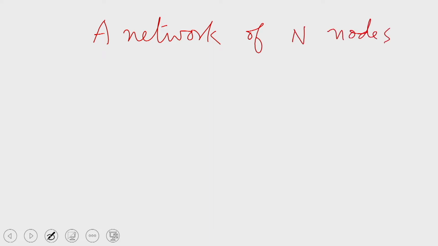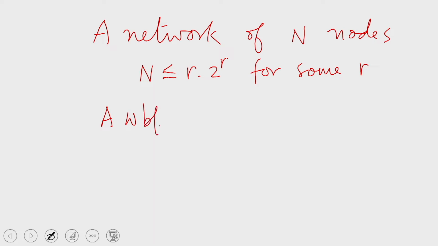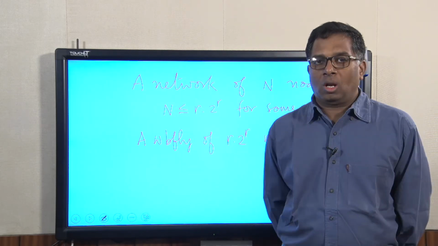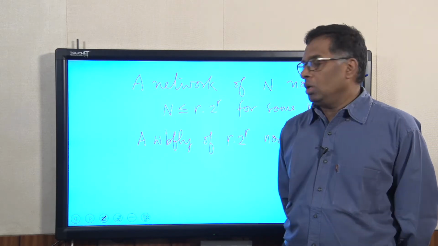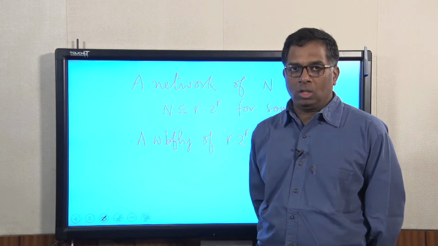So, we assume that we are given a general interconnection network. Let us say we have a network of n nodes, where n is r times 2 power r for some r, or n is less than or equal to that. Let us take a wrap butterfly of r times 2 power r nodes, and we want to simulate the algorithm that is given for the network on the wrap butterfly. So, we have a generic network and we have some algorithm given on this generic network. We want to simulate this algorithm on a wrap butterfly. That is the problem at hand.